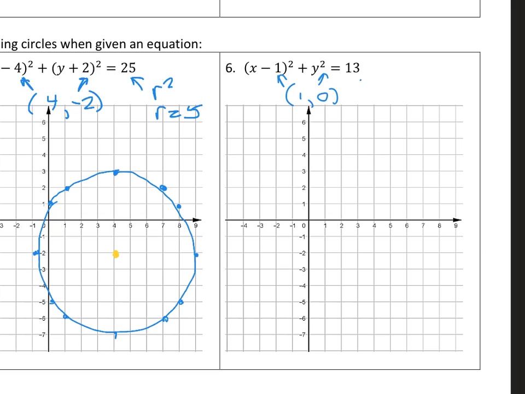All right, last example, we have a center at 1, 0, because we do not have a number here, and r squared equals 13, so our r equals the square root of 13. So again, we're going to find that center at 1, 0, and the square root of 13, the square root of 9 is 3, the square root of 16 is 4, so square root of 13 is roughly in the middle or between 3 and 4, but rather than graph by approximation, I want you to actually find some exact points on the grid.